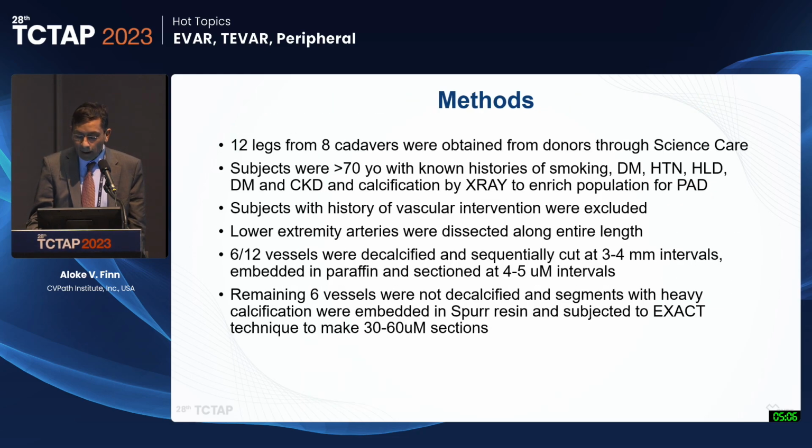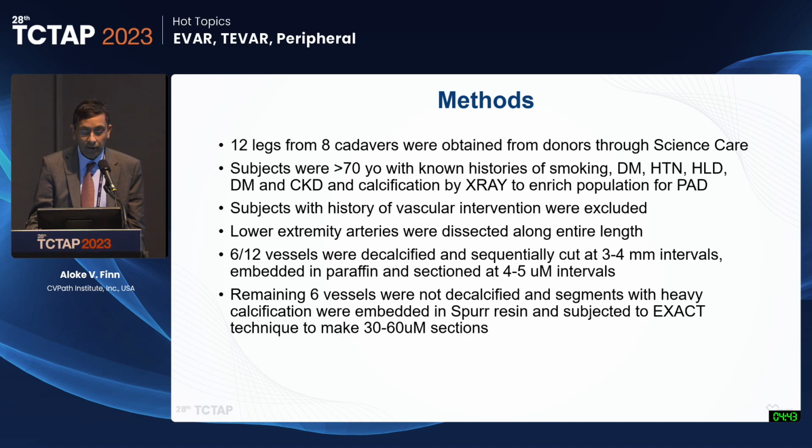So this is back to the pathology now. In this study, we did 12 legs from 8 cadavers through a Science Care donor. These were subjects greater than 70 with multiple risk factors. We chose arteries with calcification to enrich them for PAD, and we excluded people with lower extremity interventions.